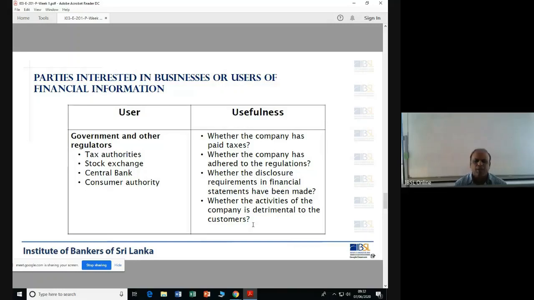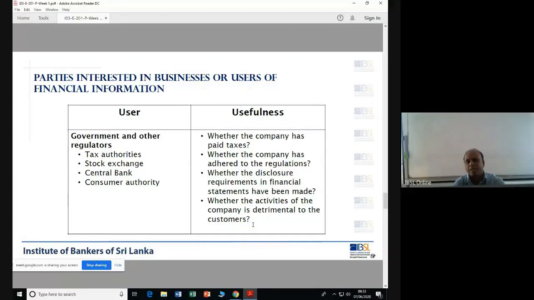And we might also have the consumer authority, which looks at price stability of goods and services, and that the goods produced in the market are of good condition. So there are so many things happening, and all these were the talk of the town today under these COVID-19 pandemic conditions. These are the stakeholders coming under the government and other regulators. There are so many others which I have not listed. But what do they look for?